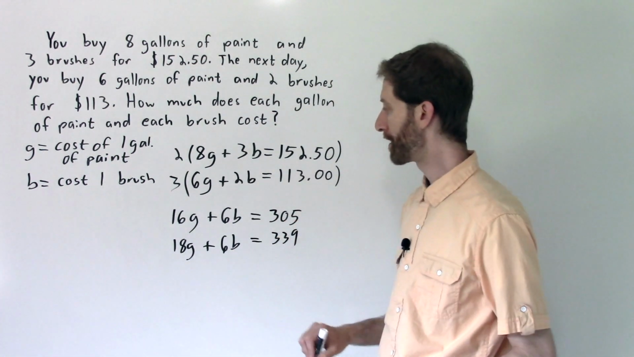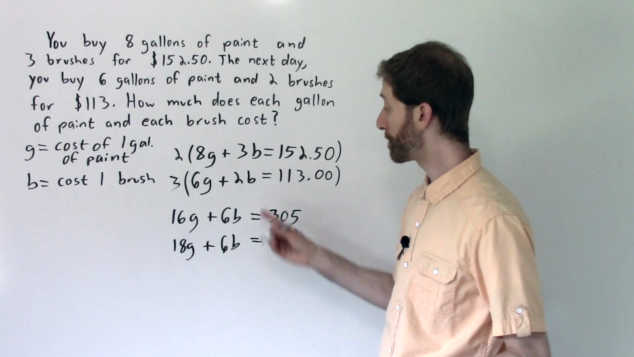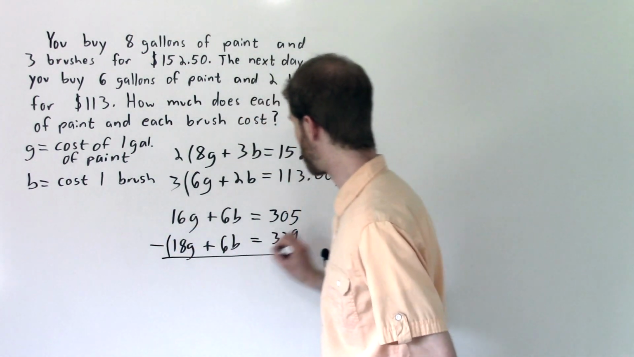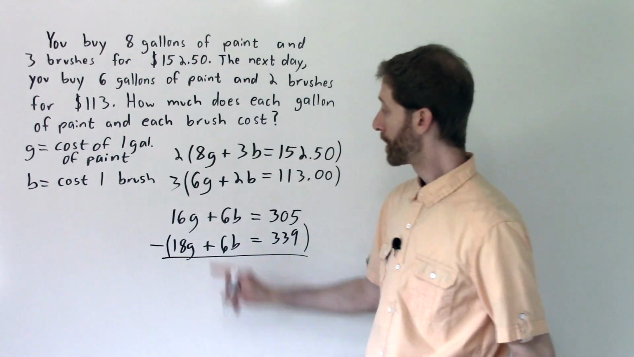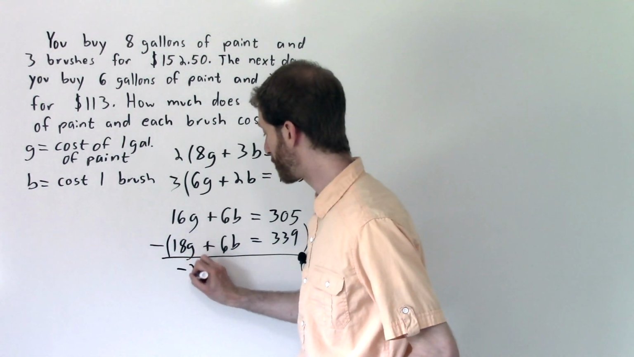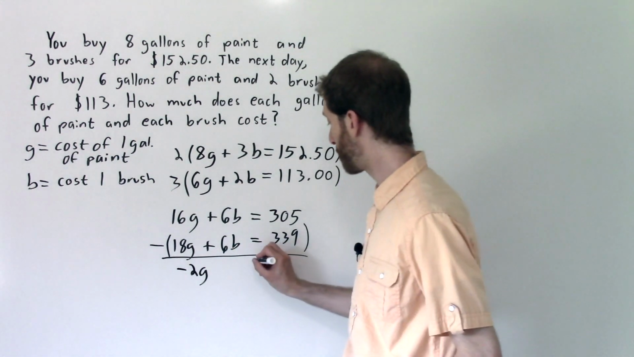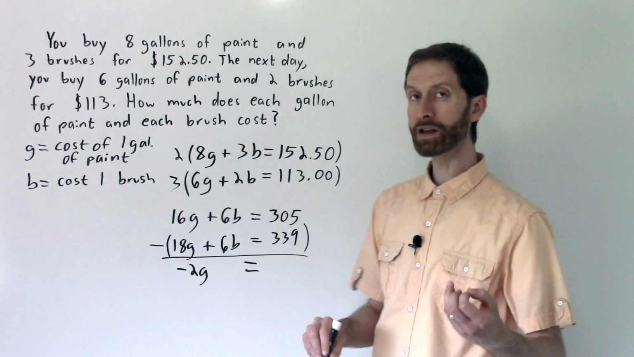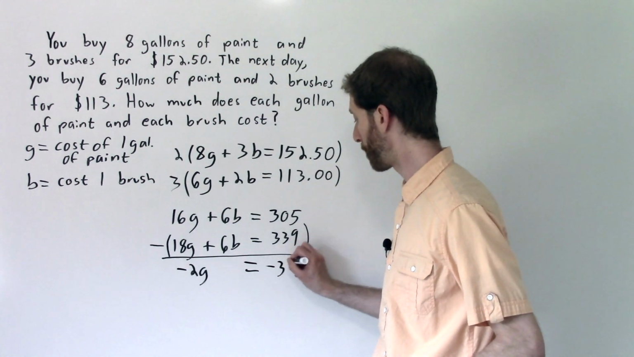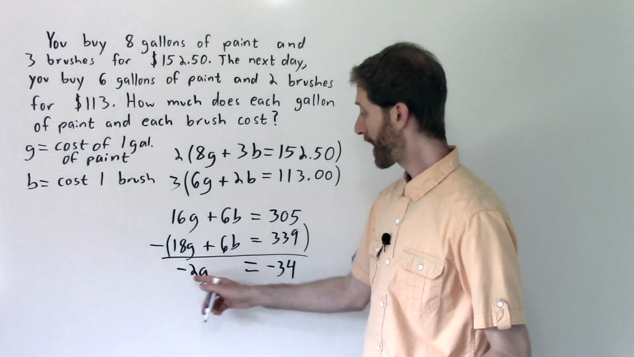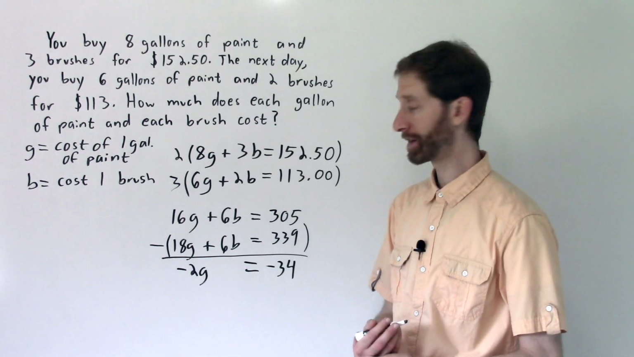339. All right. So now from here, we need to eliminate the b values because they have the same coefficient. So I need to subtract because 6b minus 6b is 0. 16 minus 18 is negative 2g. 6b minus 6b, 0. They eliminated. 305 minus 339 is negative 34. And before you panic and think, oh no, I have 2 negatives, that's okay, because a negative will divide by a negative to give us a positive. So that's what I have left.